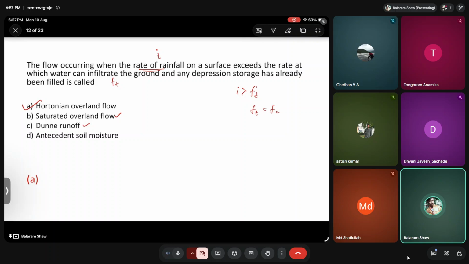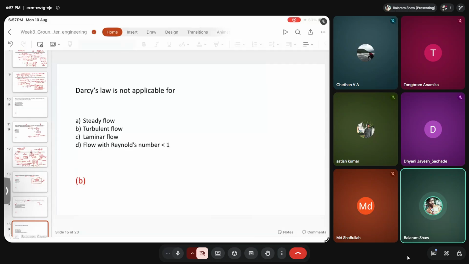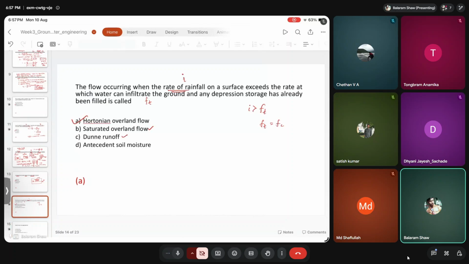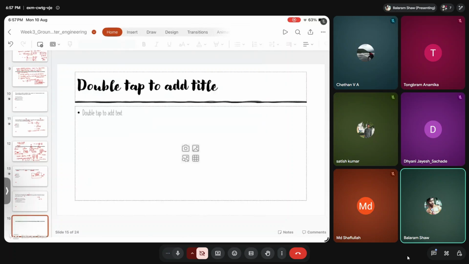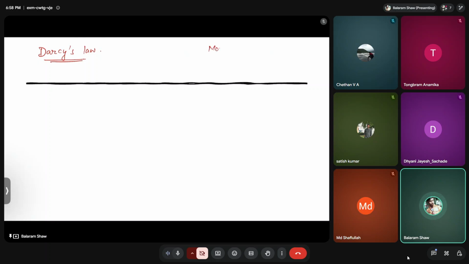Okay, so we'll move to the next question. The next question is related to Darcy's law. Before that, maybe we'll discuss Darcy's law first, and then we'll come to this. Now we are moving from stored water, or how water behaves, to movement of water. So mostly we talk about movement of water now.